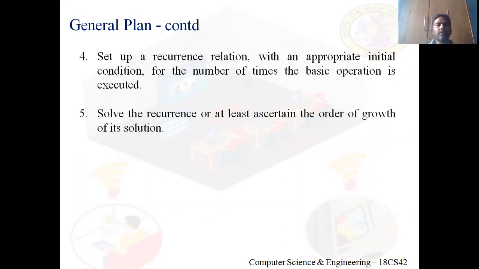Here, I'm not going to set up a summation. Rather, I'm going to set up a recurrence relation, and that recurrence relation should represent the number of times the basic operation is going to execute. I repeat, here you need to set up a recurrence relation, and that recurrence relation should give the number of times the basic operation is going to execute. Clear? Also, this recurrence relation should have an initial condition too.